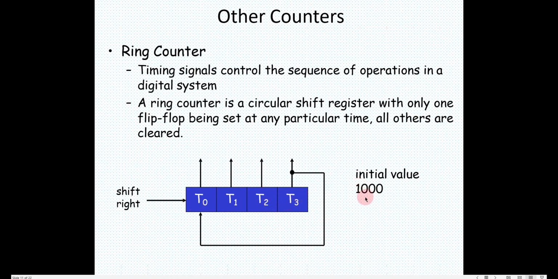We saw shift registers also in the last class. So initially I am going to load 1 0 0 0. With each clock, initially it will be 1 0 0, then this will become 1, then this will become 1, and then here you are putting this feedback. Initially it was 0 here, now that 0 will come here. So you will find only one 1 is available, and that 1 will keep moving.